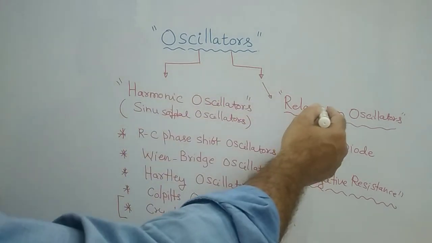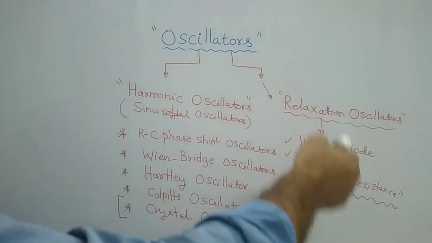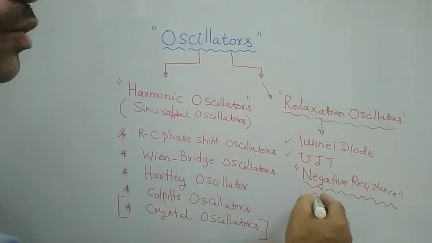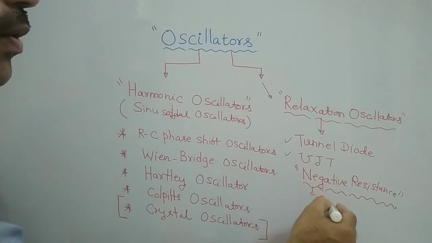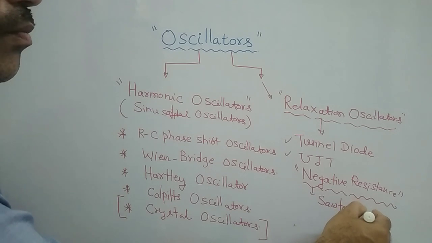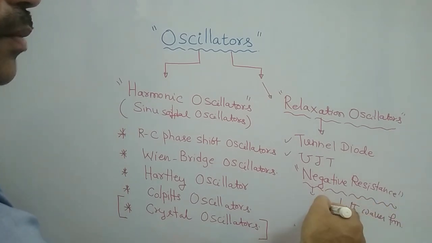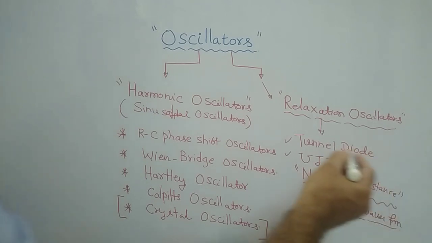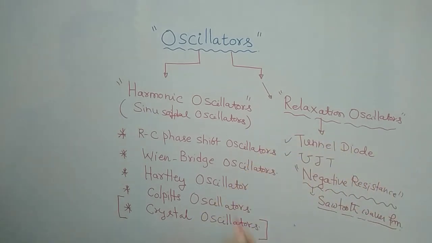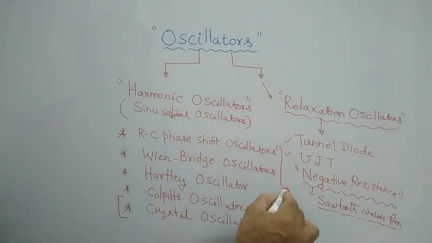So this relaxation oscillator, using either a tunnel diode or a UJT, provides a sawtooth waveform. Sawtooth waveform. Basically, this is the main highlight. So most of the time, as far as our syllabus is concerned with respect to oscillators, we will consider only these.